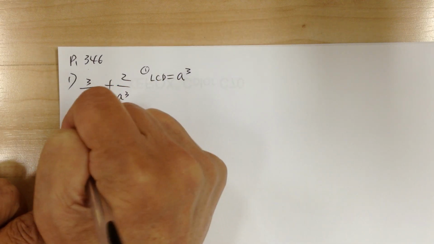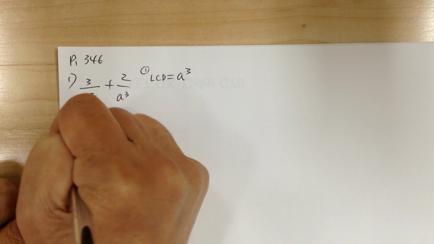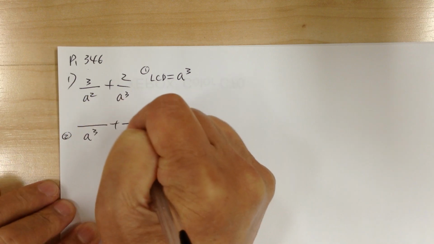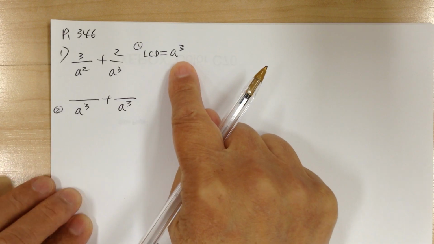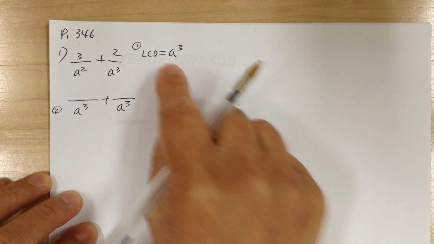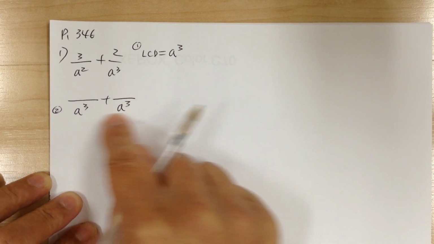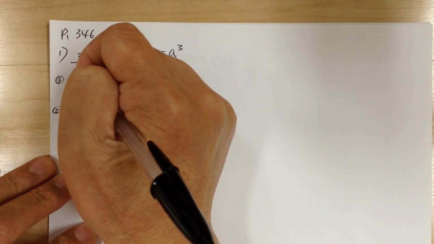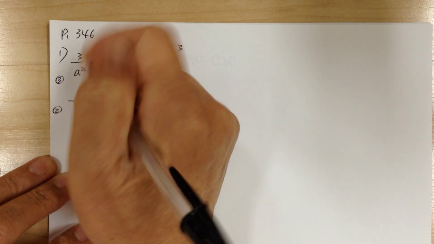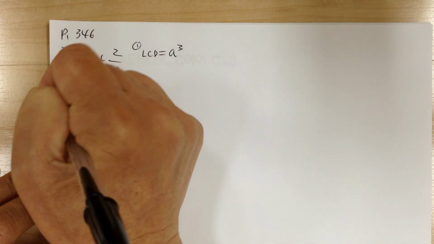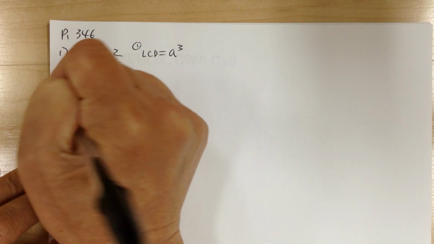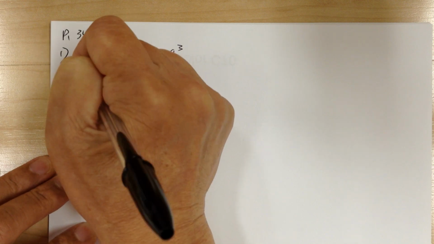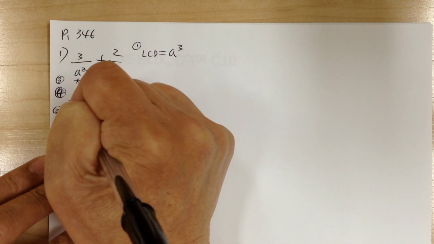So step 2, you have to get your LCD, so it'll be a to the 3, a to the 3. So step 1, identify your LCD. Step 2, get your LCD down here. Step 3, figure out what you need to get from here to here. So from here to here, you need to multiply by a. So step 4, you have to multiply to get here. So a squared times a will give you a cubed on the bottom.